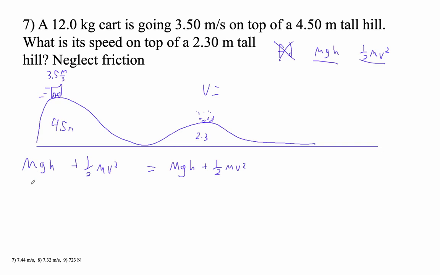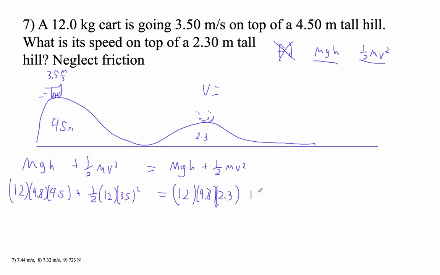So we can just plug in numbers, right? Okay, so the mass is 12 times 9.8 times 4.5 plus 1/2 12 times 3.5 squared is 12 times 9.8 times 2.3 plus 1/2 times 12 times v squared. Oh my gosh. Are we done yet?